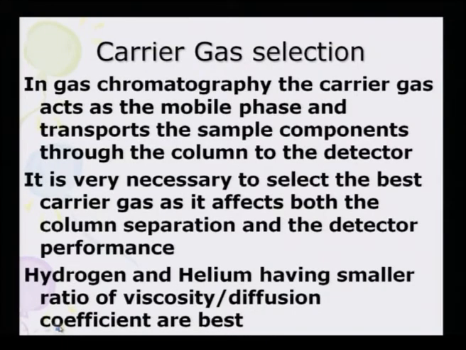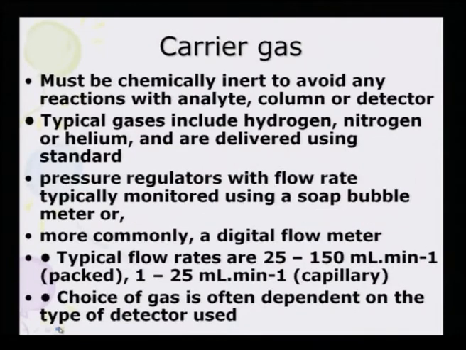Carrier gas selection is a very important and crucial decision. In gas chromatography, the carrier gas acts as a mobile phase and transports the sample components through the column to the detector. It is the main part which is allowing it to move. It is very necessary to select the best carrier gas as it affects both the column separation and the detector performance. Hydrogen and helium, having small ratio of viscosity and diffusion coefficients, are the best carrier gases and are most commonly used.